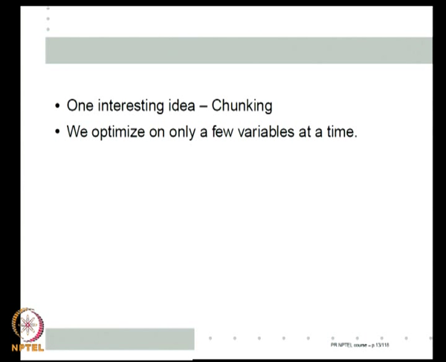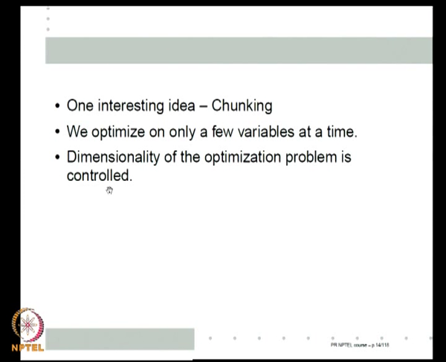The standard chunking that most of us know about is coordinate-wise optimization. If I have an unconstrained optimization in R^n, a simple thing to do is to first optimize with respect to the first variable x1, then with respect to x2, then with respect to x3 and so on. The idea is that all one dimensional optimizations are simple. So, in general, chunking consists of optimizing on only a few variables at a time. Its utility is that the dimensionality of the optimization problem is controlled.